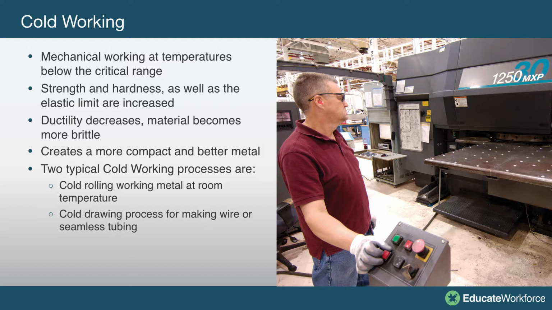Two types of cold working processes are cold rolling, where we roll the metal at room temperature, or cold drawing. We'll cold draw things like safety wire or seamless tubing that we use for aviation plumbing.